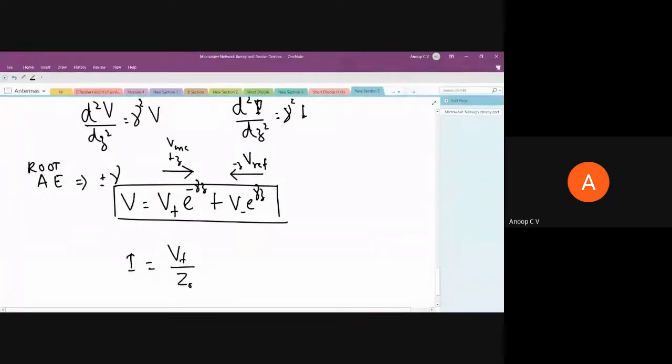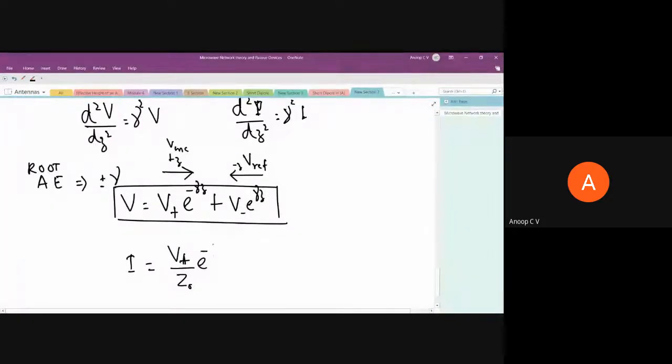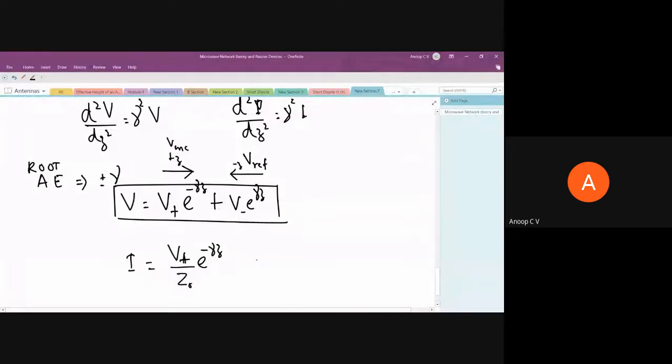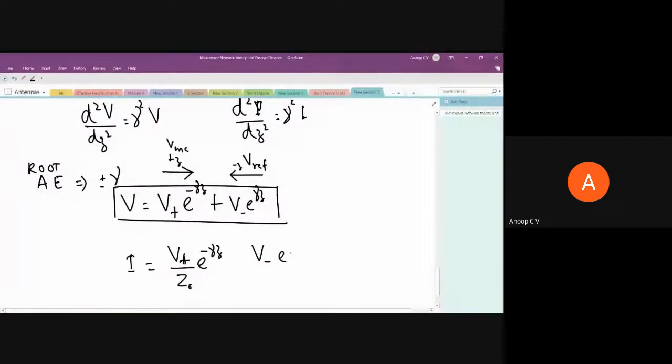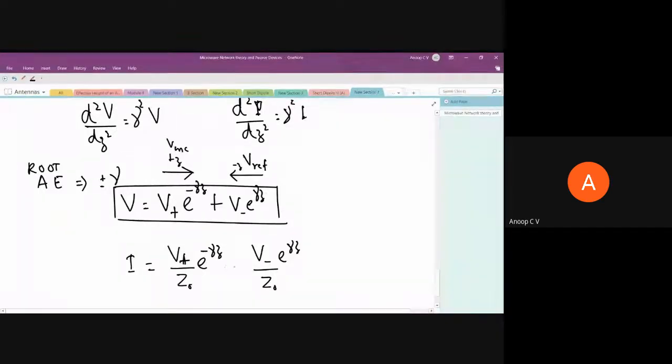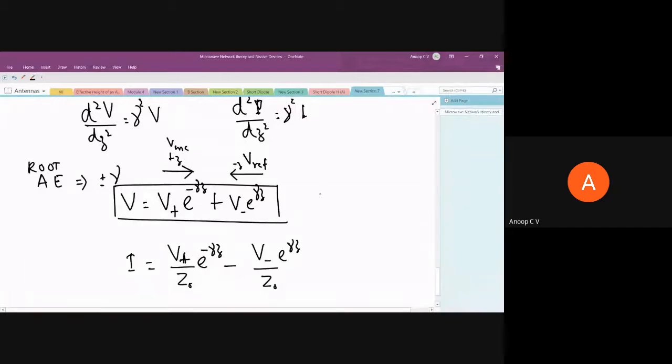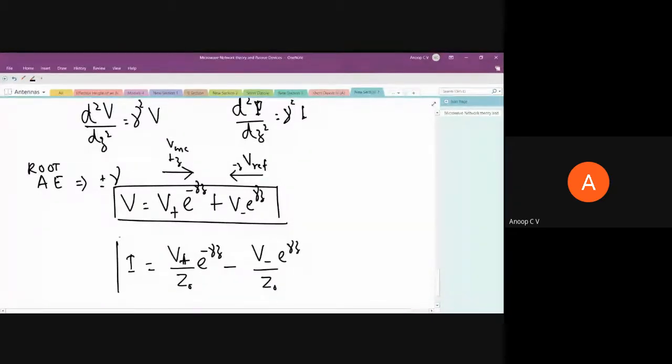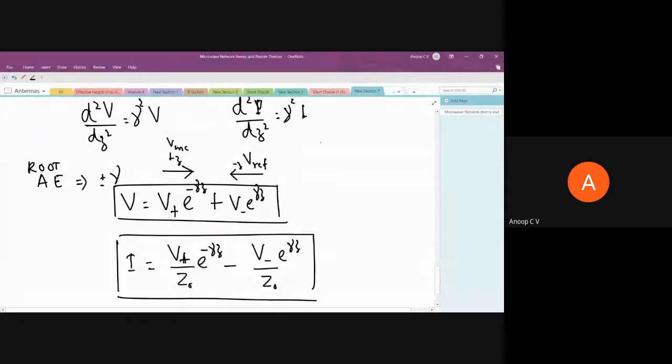I'm not doing the derivation again. We have done the derivation already, right? V plus by Z naught e power minus gamma z. Is it plus or minus? Can anyone tell me? V minus e power gamma z by Z naught. Here is it plus or minus? It is minus. This is I. So this is at any given distance, this is actually V of z and I of z.